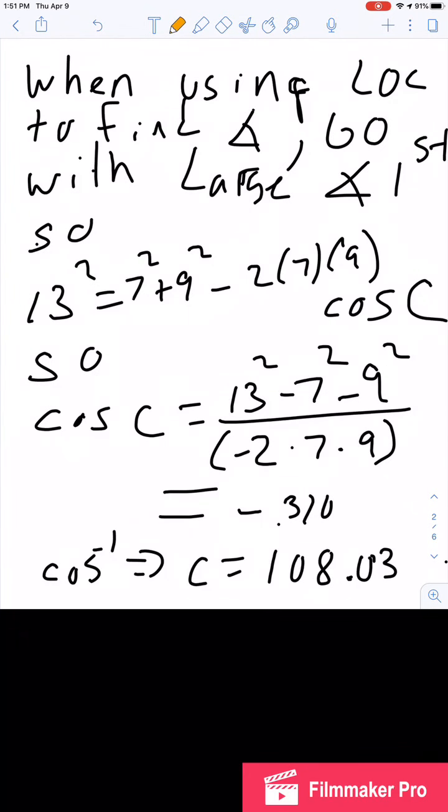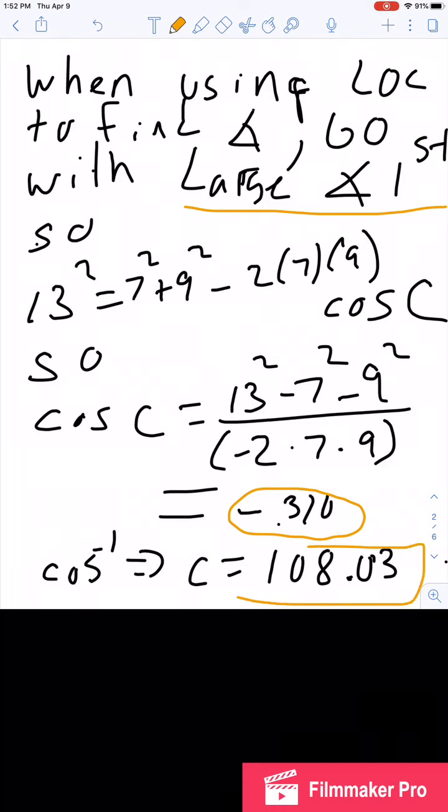Now, using law of cosines, we need to find an angle. We have to go with the large angle first. Sloppy handwriting, I know. So there's your work. You put that in your calculator. Then take the inverse cosine when you're done of negative 0.310, and you get angle C to be 108.03 degrees, which is obtuse. You'll never get an obtuse angle using law of sines, but you will with law of cosines if need be.